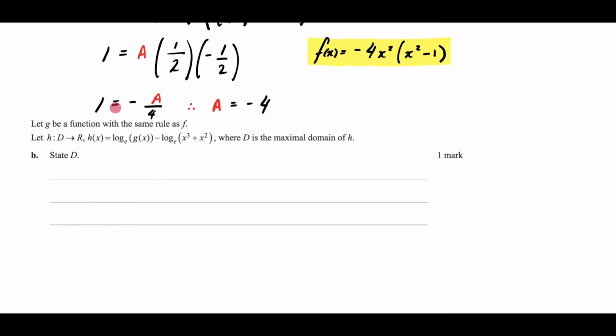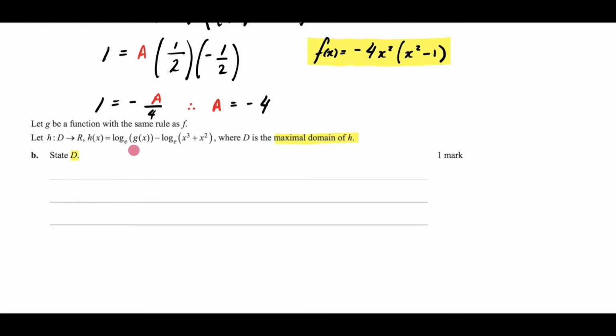So what are we doing here? Now we have: let g be a function with the same rule as f. Let h be such that h of x is equal to log e of g of x minus log e of x cubed plus x squared, where d is the maximal domain of h. State d. Okay, so we need to find what the maximal domain of this is going to be.